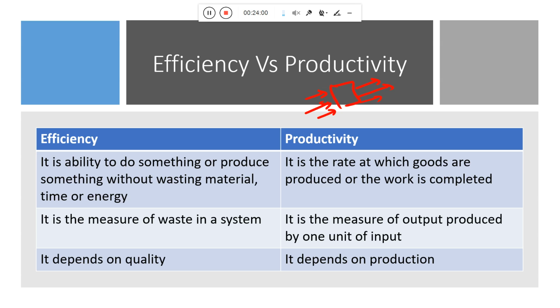So efficiency measures the waste in the system, but productivity measures the output produced by 1 unit of the input. So it depends on the quality, it depends on the production, that's it. So is there any doubt between the efficiency versus productivity, class?